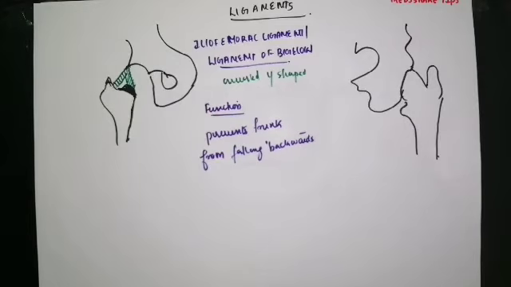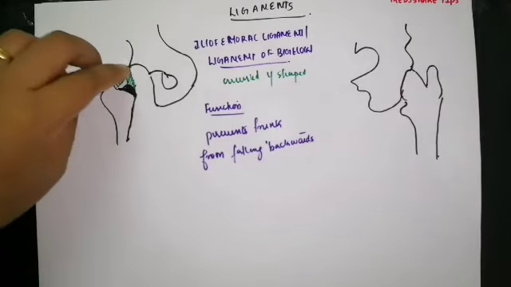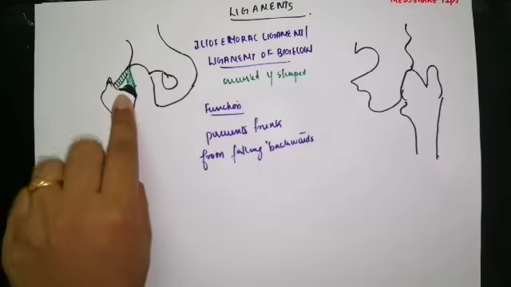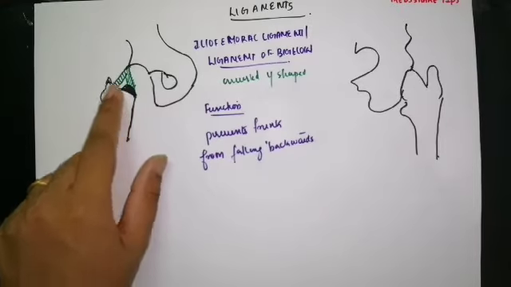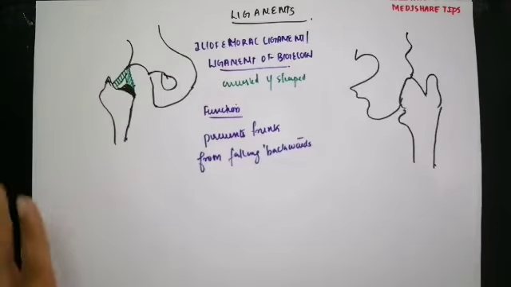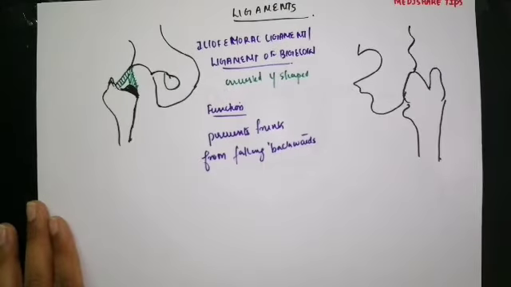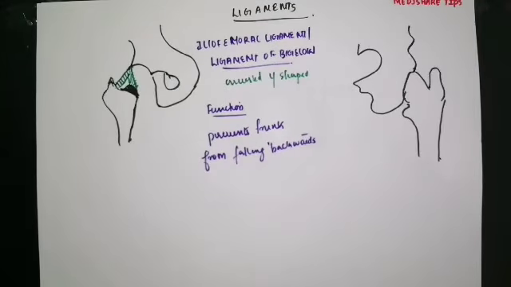So that is about the iliofemoral ligament. It is one of the strongest ligaments in the body, and its function is that it prevents the trunk from falling backwards in standing posture. It is a triangular ligament with the apex towards the lower part of the anterior inferior iliac spine, and the base is attached to the intertrochanteric line. It consists of upper oblique fibers and lower vertical fibers. So that is the ligament of Bigelow or iliofemoral ligament.